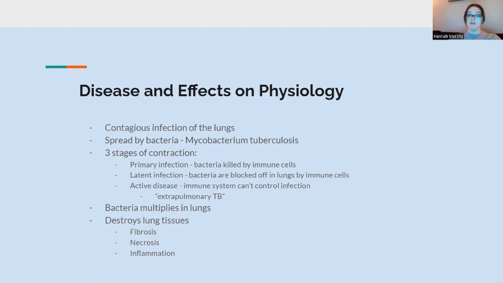There are three stages of contraction. The first one is the primary infection. Now this is typically the asymptomatic kind of stage. There's some coughing, maybe a fever, but the bacteria is killed by immune cells.